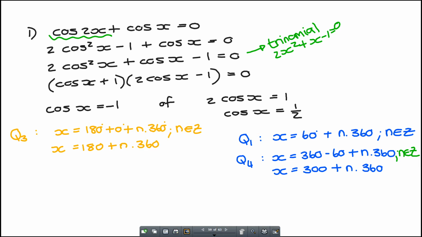I didn't mind. I completed it from where I didn't have the trinomial. What did you do? Still go as cos equals a half. It's probably wrong, but what did you do?